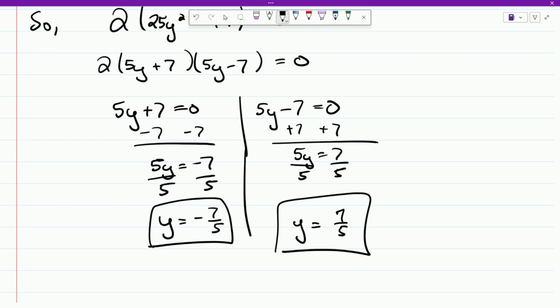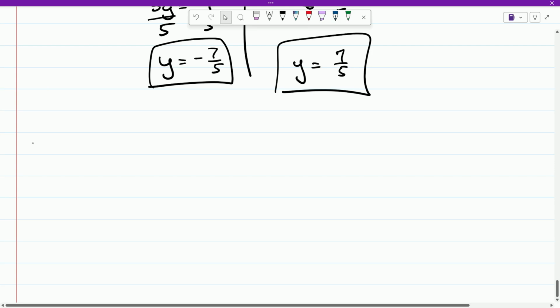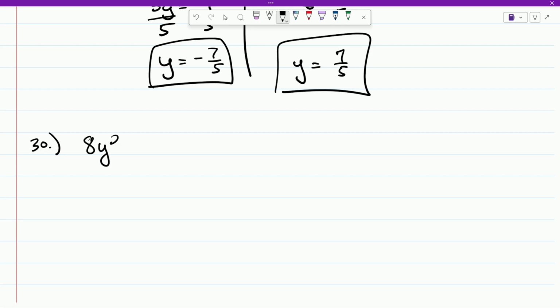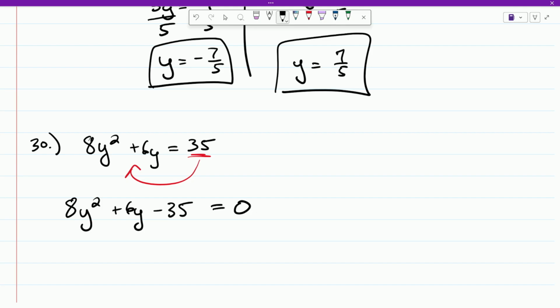And the last problem I'm going to be doing is number 30. So we have 8y to the second plus 6y equals 35. So in this scenario, what we know we have to do is set it equal to 0. So I'm going to take the 35 and move it over here to the left. Since it's positive 35 on the right, it's going to be negative 35 on the left. And that is going to equal 0.